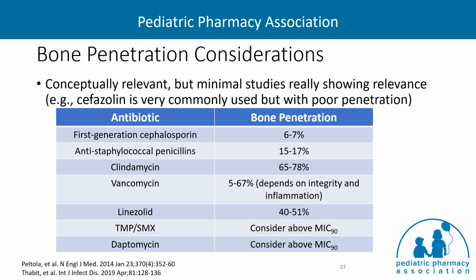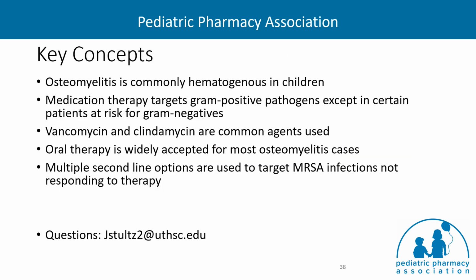Vancomycin is pretty variable. Trimethoprim sulfamethoxazole or daptomycin are considered well above MIC 90, and I don't have it on here, but rifampin is also considered well above its MIC 90 for staph in the bone. So I put it here just because it often comes up, but just know that we have seen success using agents with poor bone penetration for osteomyelitis. I don't have a great reason why, but here's some bone penetration data in case you ever need it.